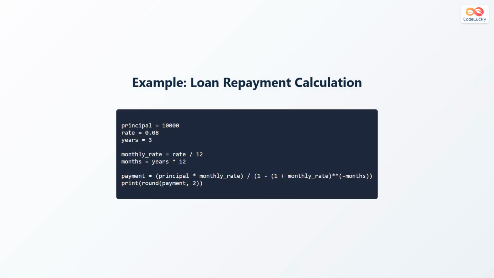For example, if you borrow $10,000 at an 8% annual interest rate and plan to repay over 3 years, your monthly payment can be calculated using a standard loan formula. This calculation helps set clear expectations for budgeting your monthly payments.